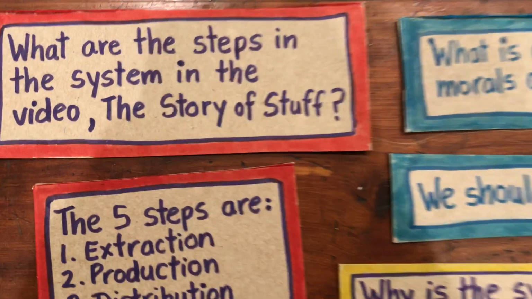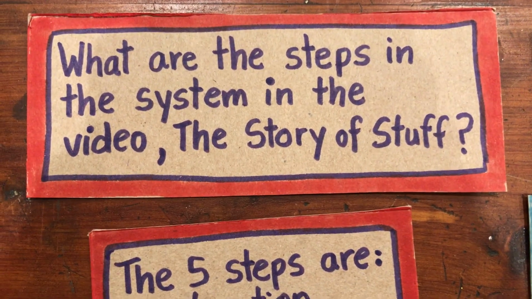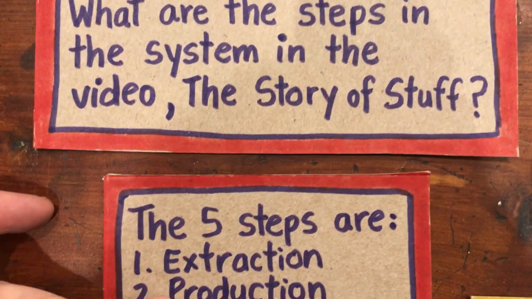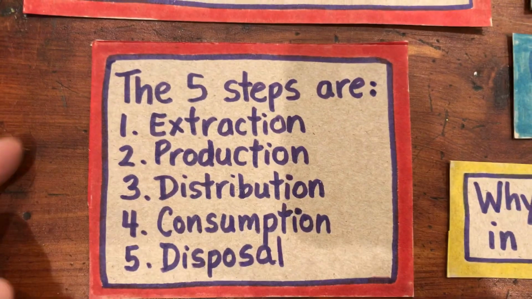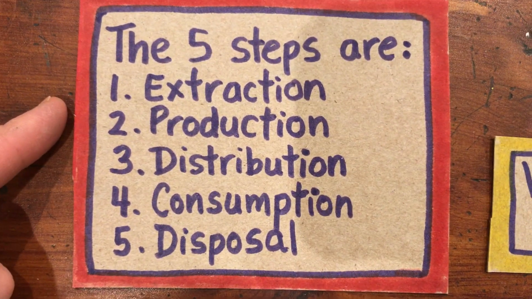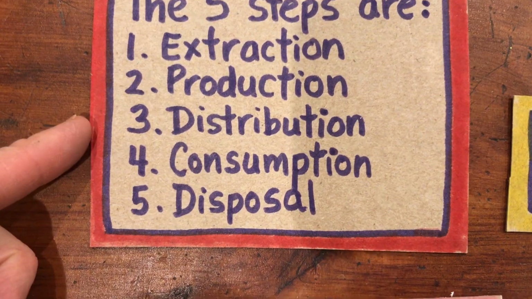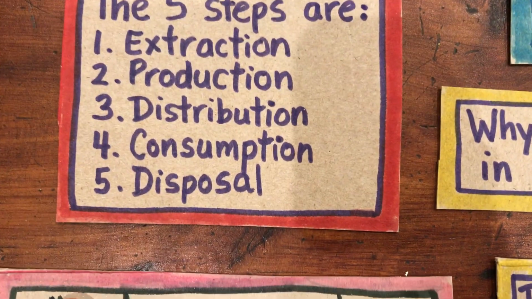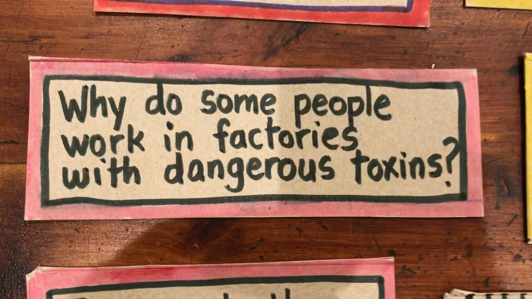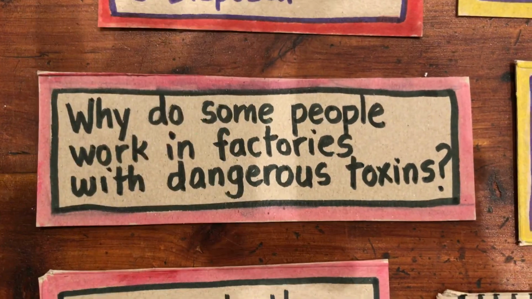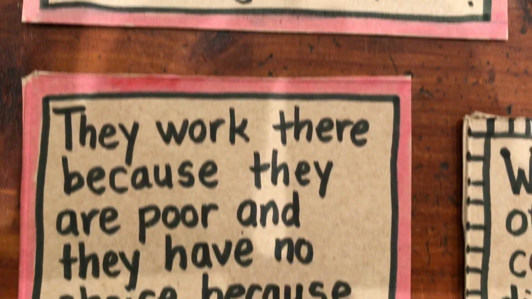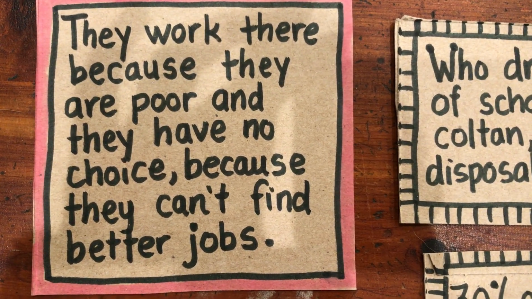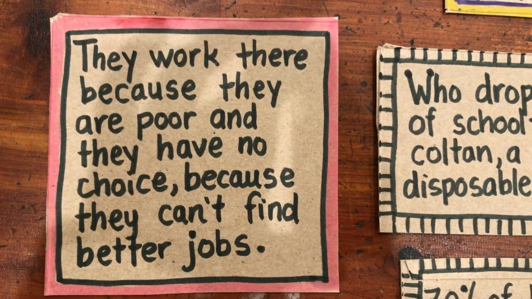These are questions that come from research about the environment. What are the steps in the system in the video, The Story of Stuff? If you remember that video, the 5 steps are extraction, production, distribution, consumption, and disposal. Here's another question. Why do some people work in factories with dangerous toxins? They work there because they are poor and they have no choice because they can't find better jobs.